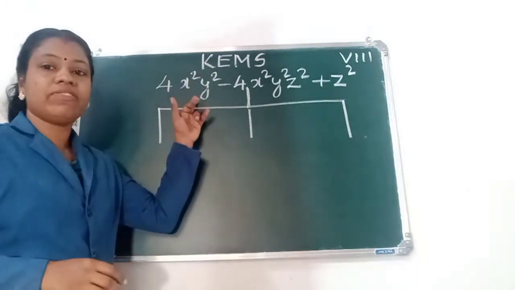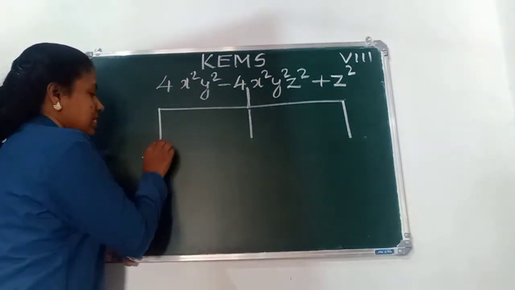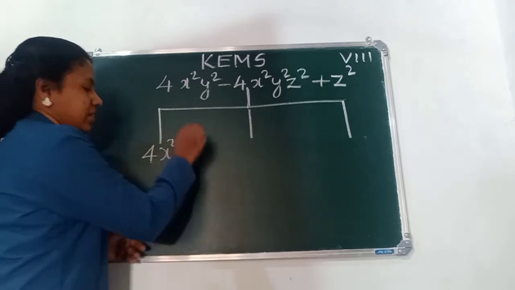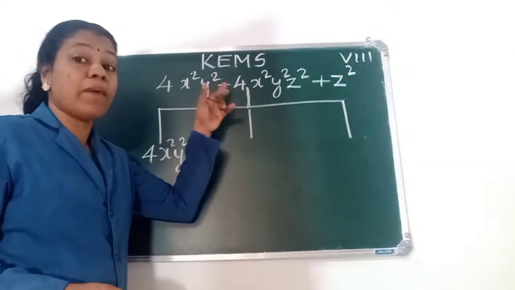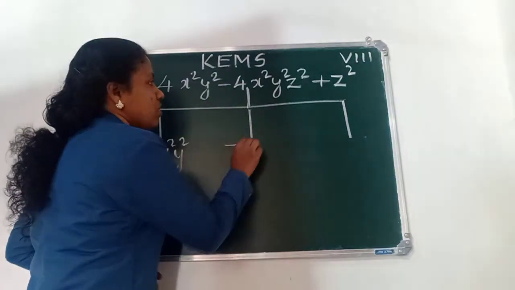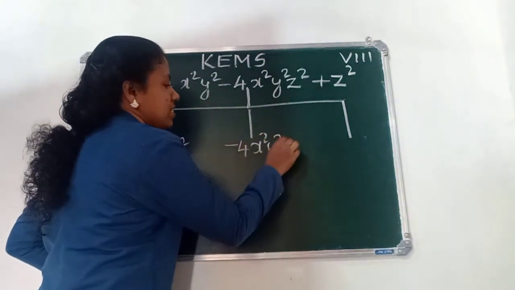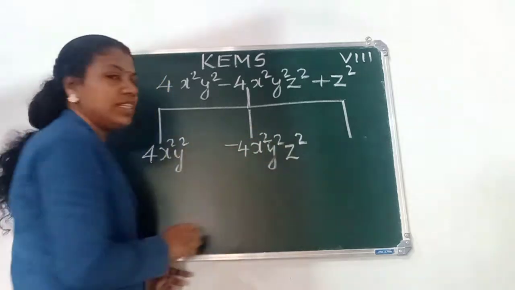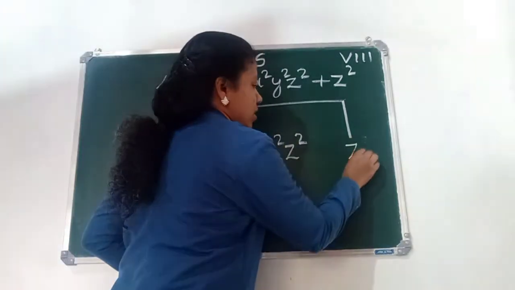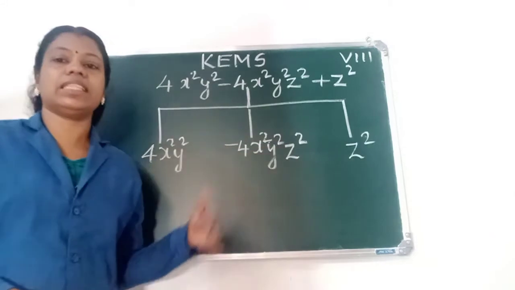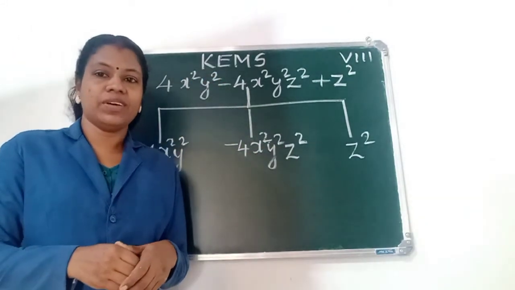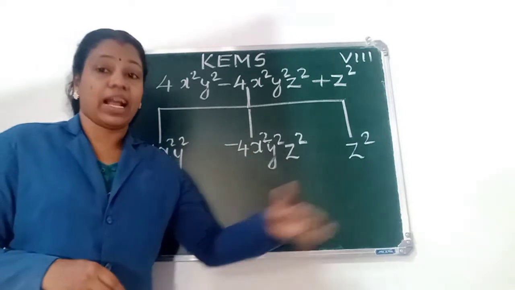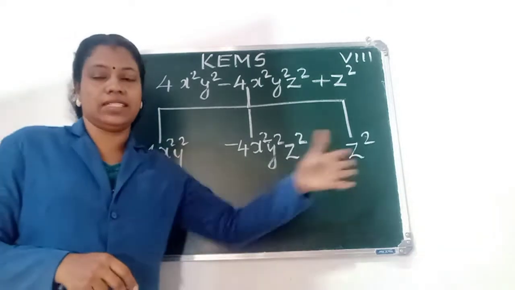So, here we have the first term, 4x square y square. Then second term, what is the second term? Yes, minus 4x square y square z square. And the third term is z square only. So these are the 3 terms of this expression. Next, we need to represent the factors of each term.